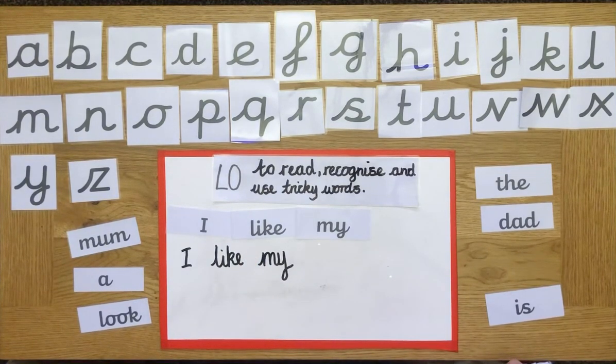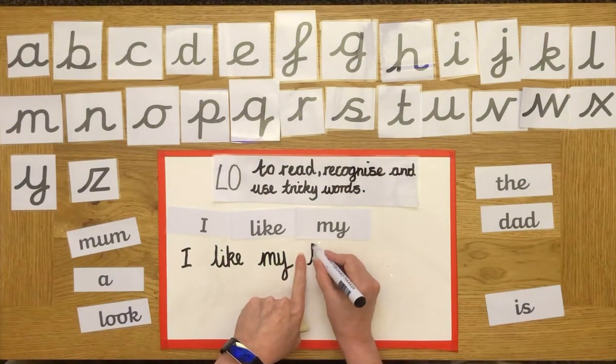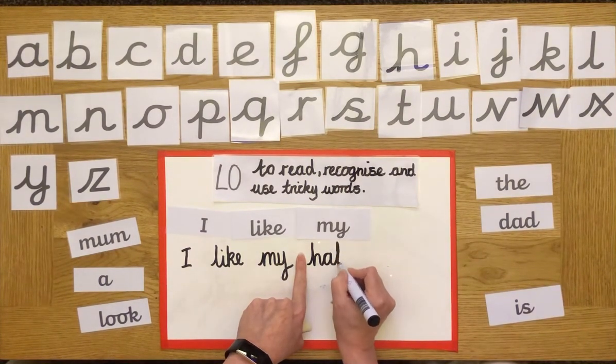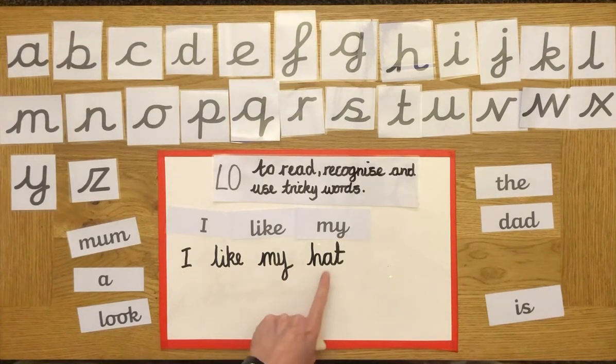hat. We don't actually have the word hat, so we need to use our phonics for this word. Hat. Segment it. Hat. At. Finger space. What's that last sound? Hat. At. Hat. I like my hat.